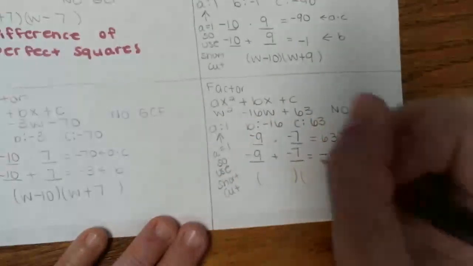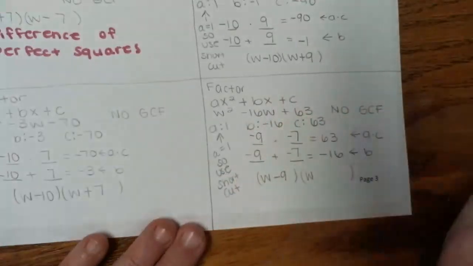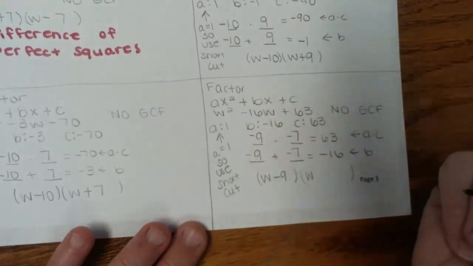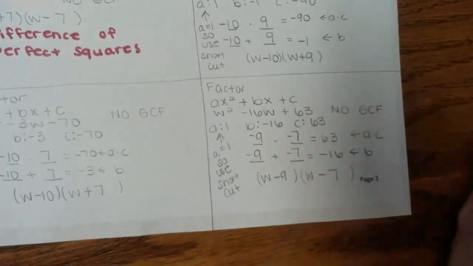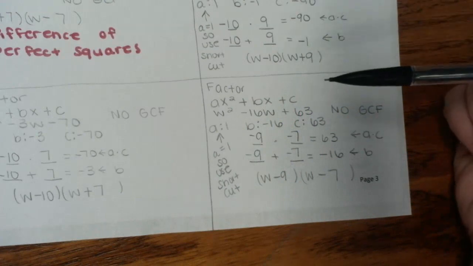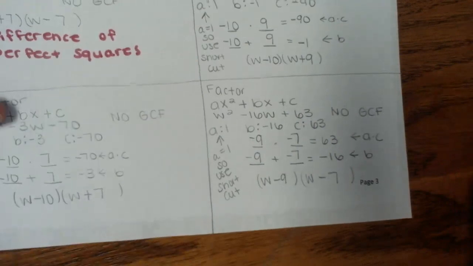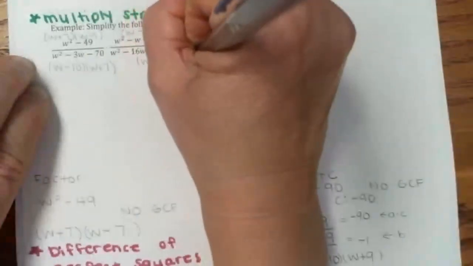So going straight to our two factors, our variable again is w, and our first blank is negative 9. So w minus 9 is our first factor. And our second blank is minus 7. So w minus 7 is our other factor. No GCF to bring down. So we're done. We're going to rewrite w squared minus 16w plus 63 in factored form as w minus 9 times w minus 7.